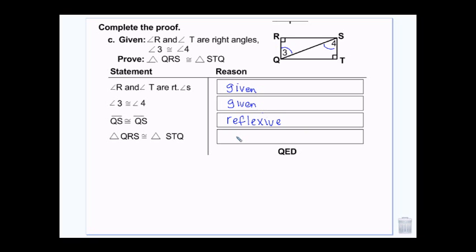And so then how do I know the two triangles are congruent? HL or HA? HA. Because I know 3 and 4. So I have the hypotenuse and I have an angle. If they had told me RQ was congruent to ST, then I would have had HL. I forgot the word QS. Does that help? Okay.